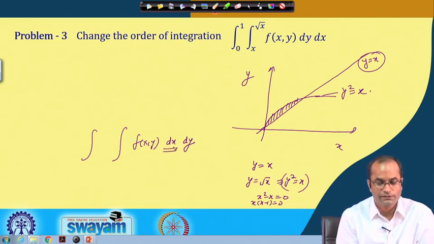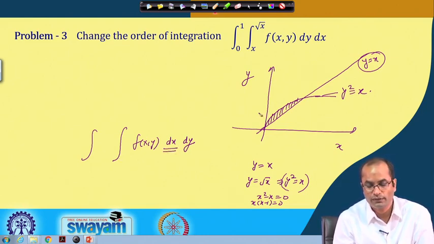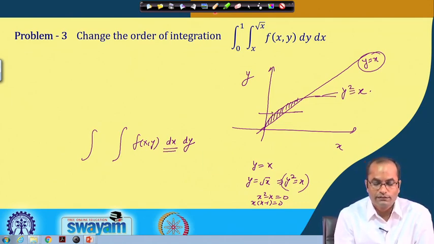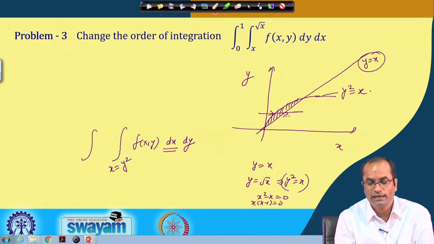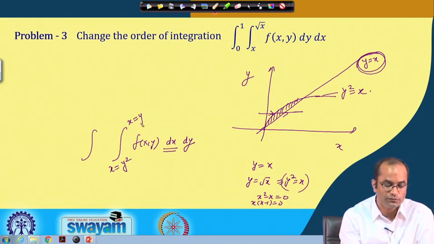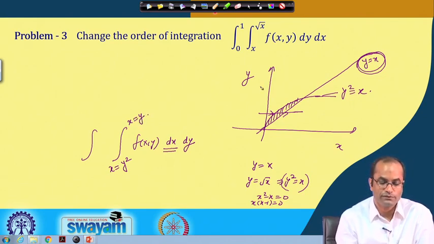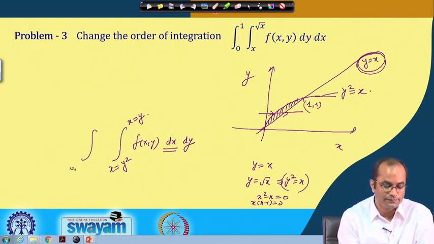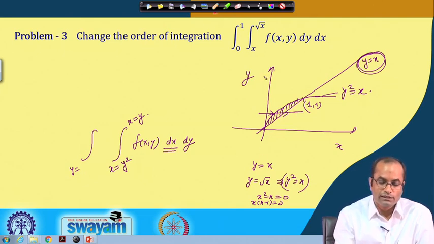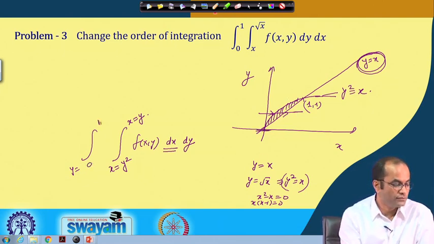So we will fix first the limit of x. We need to draw a line here parallel to x, and we will see where it enters the domain and where it exits the domain. So here the entry point is again the parabola, so the limit of x will be from y squared to, and this is leaving the domain exactly at x equal to y. So here x is equal to y, and in the direction of this y. Now, such lines are moving from y equal to 0 to y equal to 1.